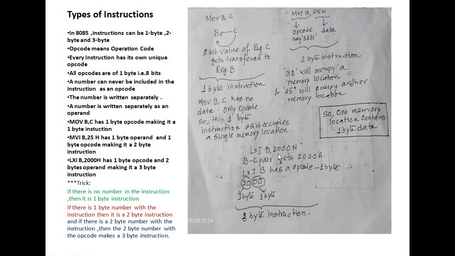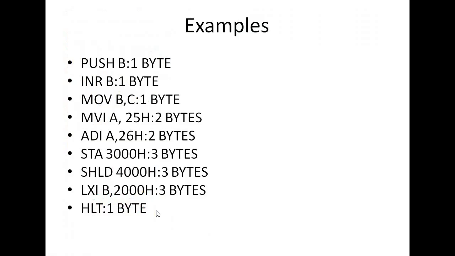And if 16-bit data is given in the instruction, then 1 byte for the opcode and 2 bytes for the data, so making it a 3 byte instruction. I hope this is clear. So this is a simple trick. Okay, now let us take a quick review of the examples. Now you have to tell.